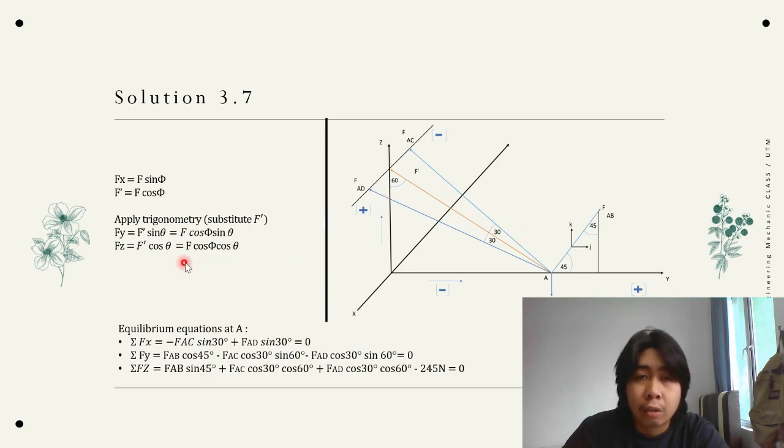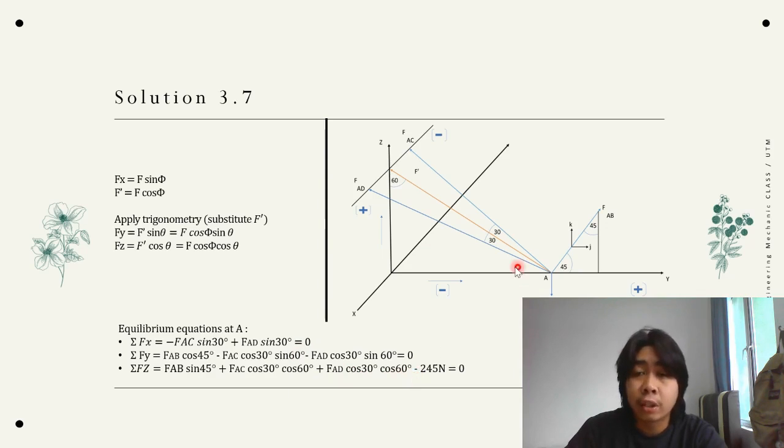Now, to get this one, this is the z-axis, right? So adjacent over hypotenuse is cosine. So we derive cosine theta here. So FAC cos 30 degrees cos 60 degrees. Now FAC is also the same as FAD, since both of them have the same angle. So positive FAD cos 30 degrees cos 60 degrees.